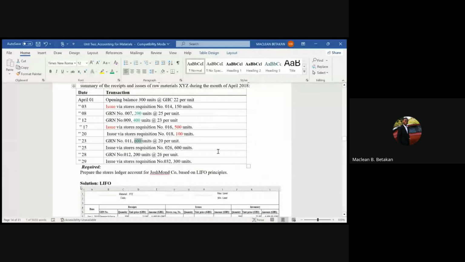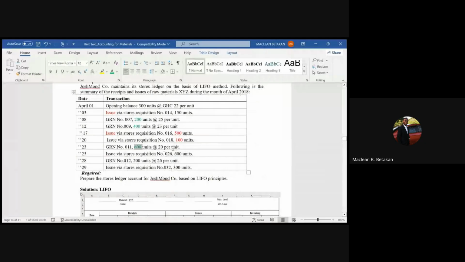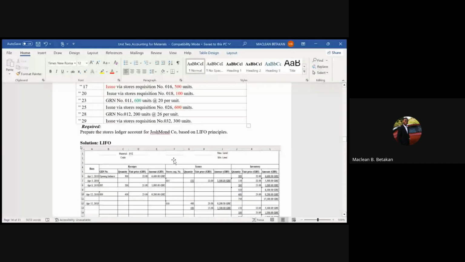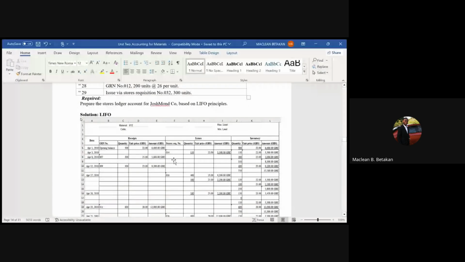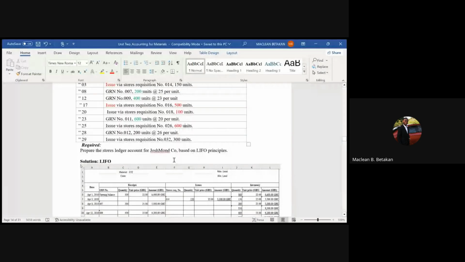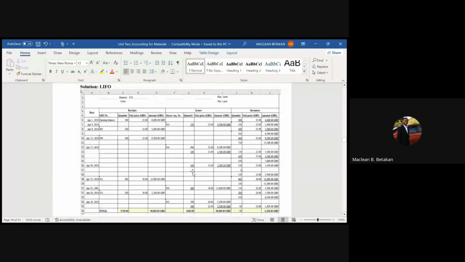Then we'll look for the next transaction. We are going to issue 600. So here we are issuing 600. And remember our last transaction is 600. So we can issue the whole 600, true or false. We are using last in, first out. Want to issue the whole 600. So we can issue it from our last transaction.